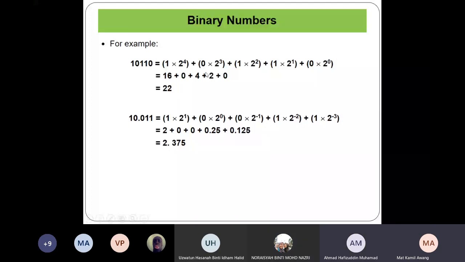So 1 times 2 to the power of 4 is 16. 0 times anything is 0. 1 times 2 to the power of 2 is 4. 1 times 2 to the power of 1 is 2. And 0 times 2 to the power of 0 is 0. So you have 16 plus 0 plus 4 plus 2 plus 0. Altogether it's 22. So this number in binary is equivalent to 22 in decimal. Okay, clear?